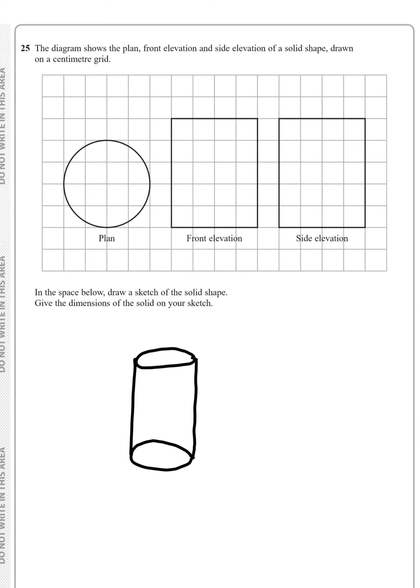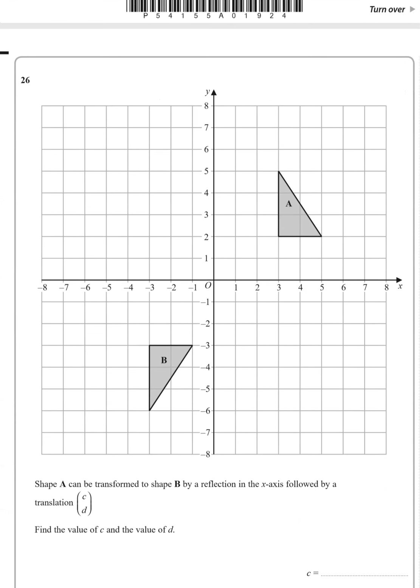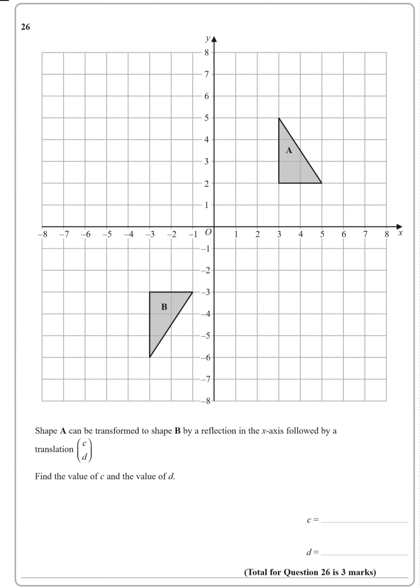A cylinder that is 5 centimetres high and with a diameter of 4 centimetres, and that's all you need. Cylinder with those dimensions on. Question 26. Let's have a look. Looks like some kind of transformation.